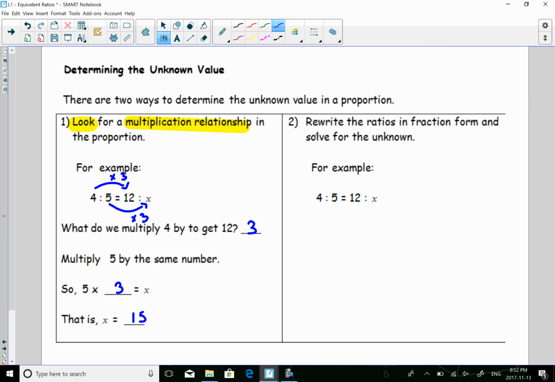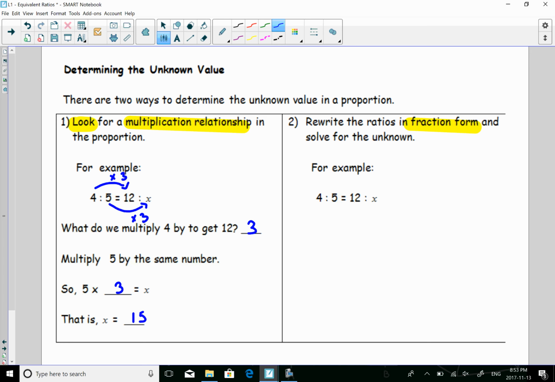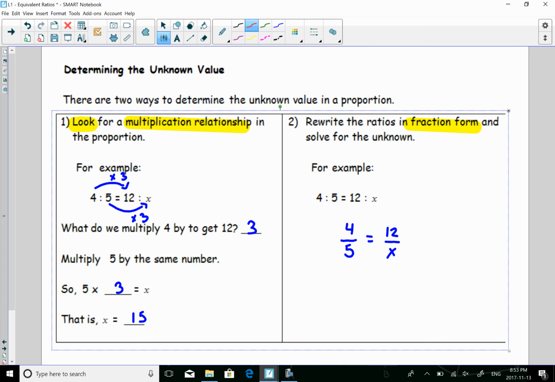So the most preferred method is to rewrite the ratios in fraction form. And then we're going to solve with a method known as cross multiplication. So we're going to write this first in fraction form. So 4 over 5 equals 12 over x. Then we're going to cross multiply. Cross multiply is exactly what it sounds like, so it's a cross. So 4 times the x, that's 4x. And then 5 times the 12.